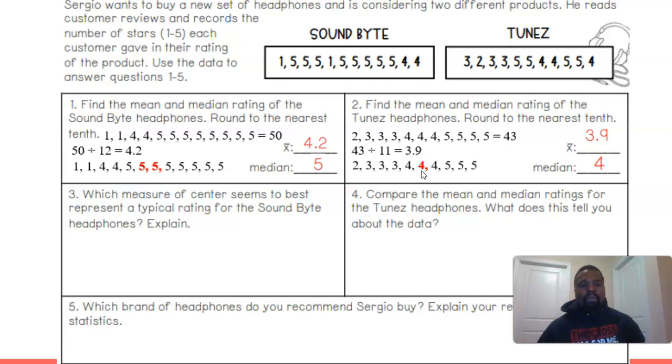So it says, what measure of center would best represent a typical rating? The measures of center we're talking about are the mean and the median.